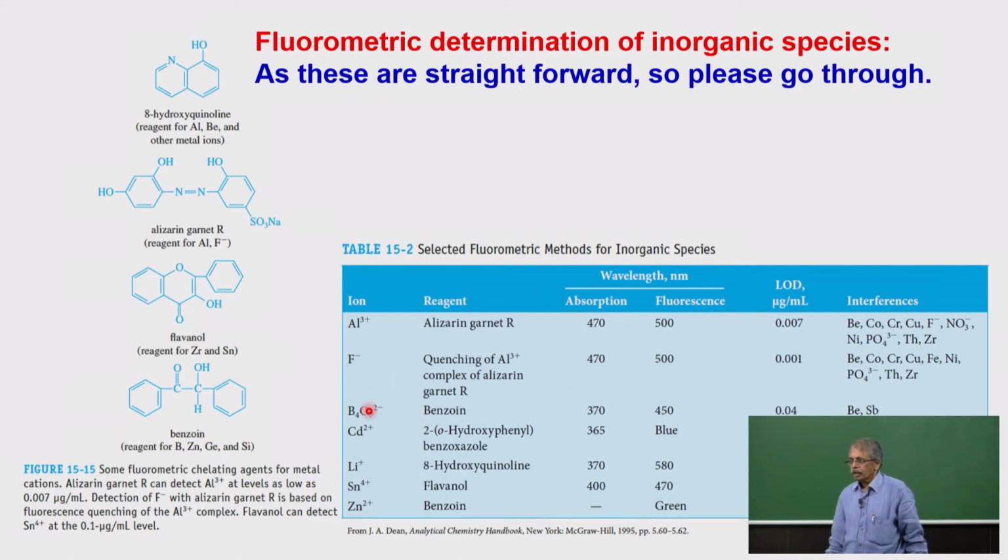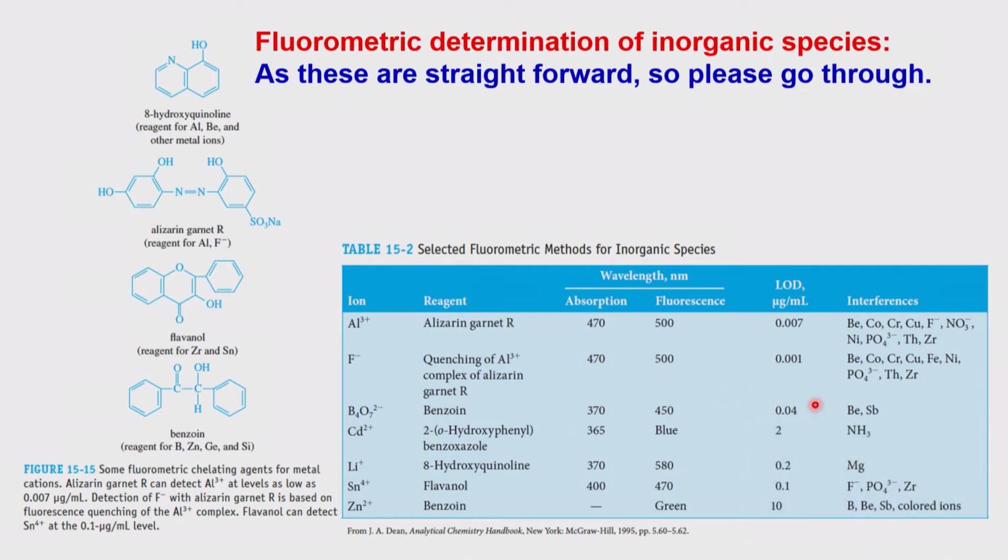For example, this particular thing, benzoin, can be used to detect B4O7 2-. B4O7 2- has an oxo surface, and the oxo surface can interact with the hydroxyl group, and therefore there is a change in the fluorescence spectrum. In all these cases, they bind to the species that you have, and as a result you get a change in fluorescence emission. So you can use it for quantitation, the extent of emission. A few other examples are also shown for lithium, tin, zinc, etc. So there is a variety of these things.